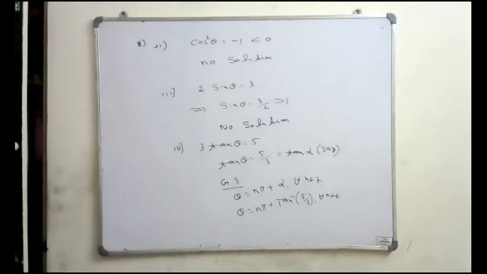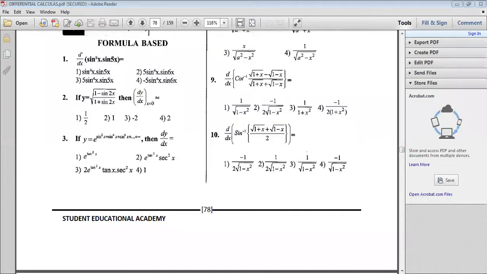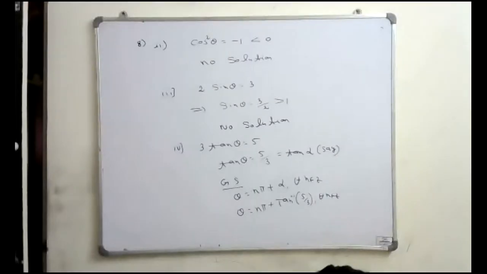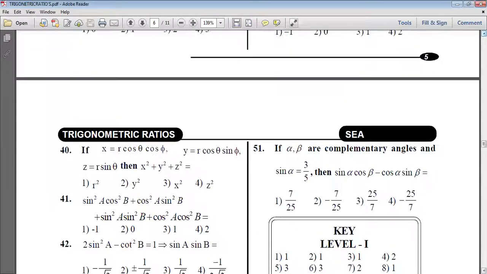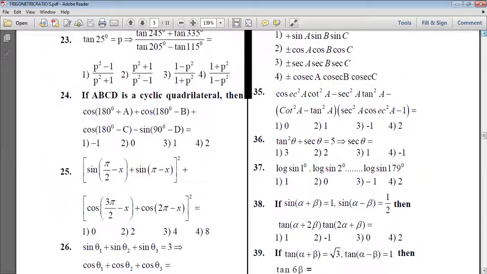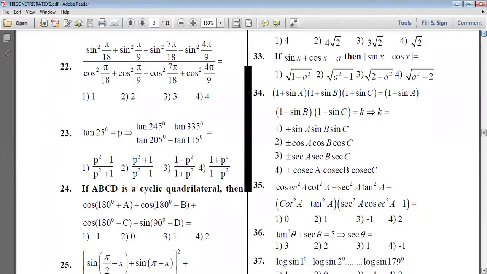Problem number 34. So observe this problem.